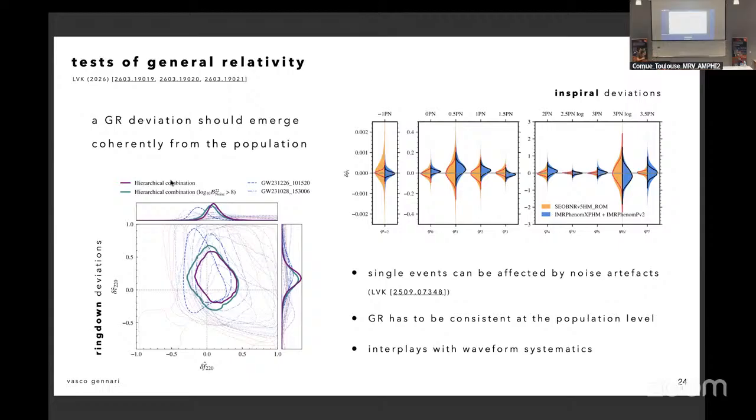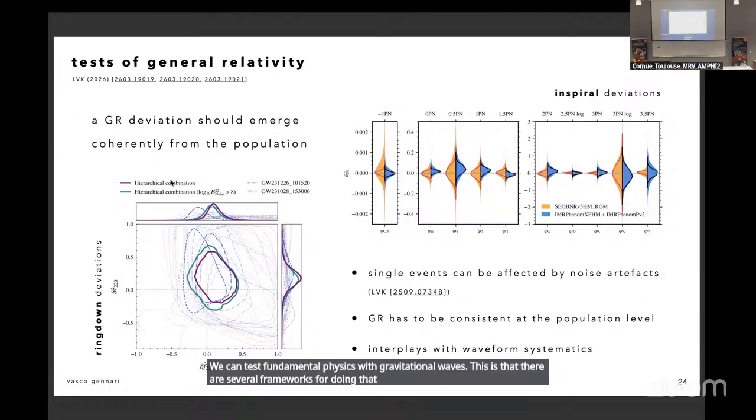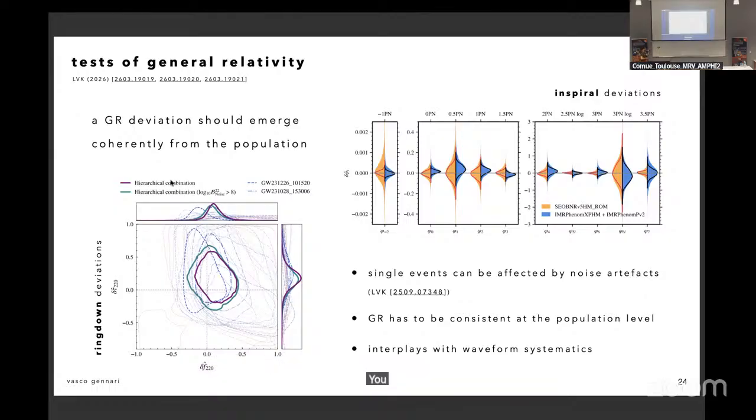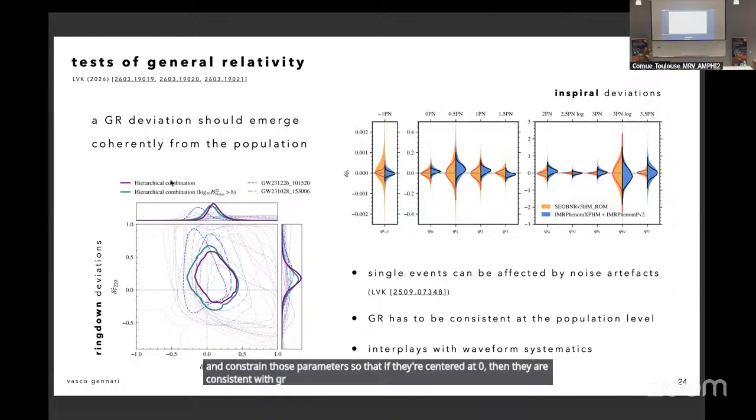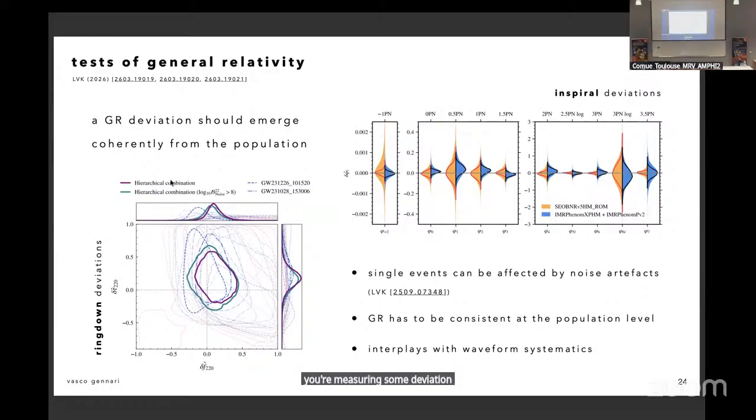And regards tests of general relativity. So you already heard that we can test fundamental physics with gravitational waves. There are several frameworks for doing that, but the main idea is that you can add some parameter that describes deviations from GR and constrain those parameters, so that if they're centered at 0, then they're consistent with GR. Otherwise, you're measuring some deviation, given a lot of caveats.